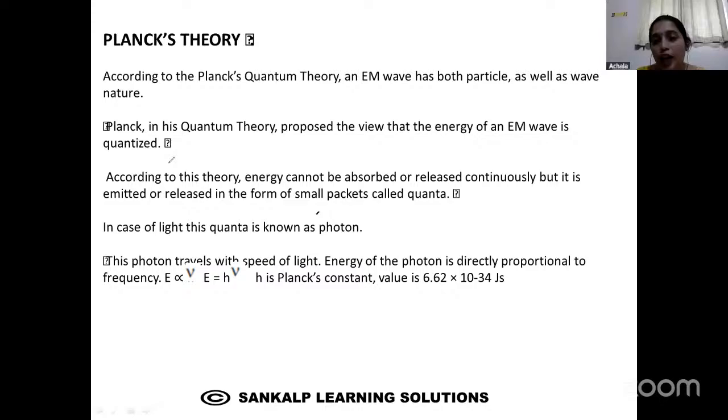According to Planck's quantum theory, light is made up of both wave and particle. We know that in the last class we have studied, according to Maxwell, electromagnetic radiation, light waves, are made up of waves. But here Planck says that light is both particle as well as wave, and they are nothing but packets of energy. While interacting with material or objects, they act like particles, but while traveling or propagating, they act like waves.